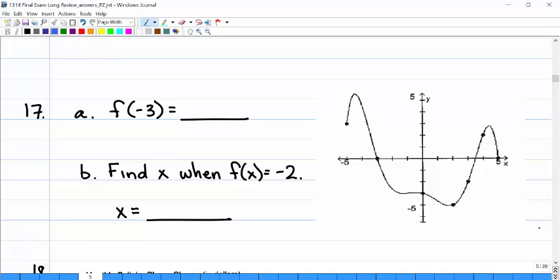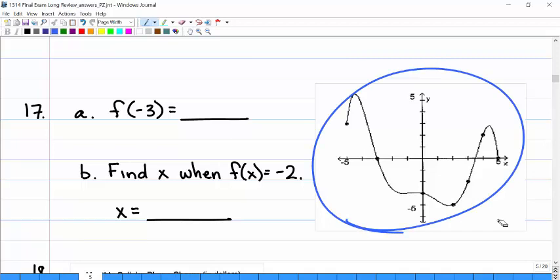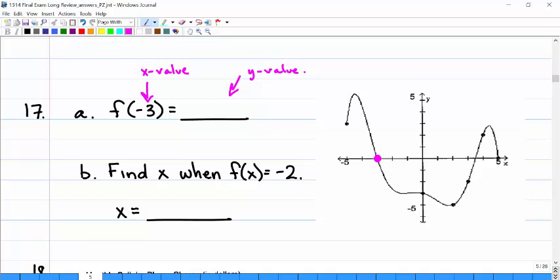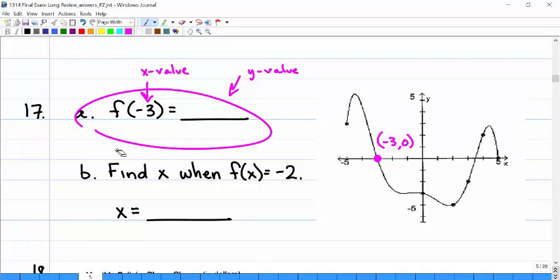For number 17, I'm given this graph, and I'm asked to find f of negative 3. Negative 3 is an x value. So on my graph, I go look at the x-axis where is negative 3 and find my point. It's asking me to give the y value. So the pink dot on my graph is at the point negative 3, 0. So over here, f of negative 3 is equal to 0.